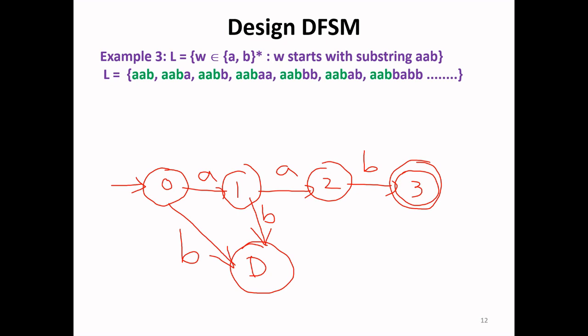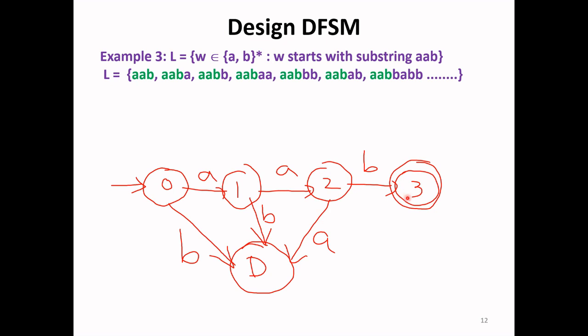Next, from state 2, the transition for input symbol B reaches state 3. What about A? A must again be trapped to the dead state. State 2 is over. Next, coming to state 3.